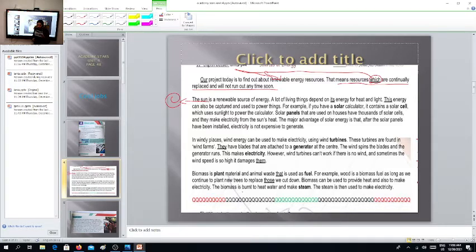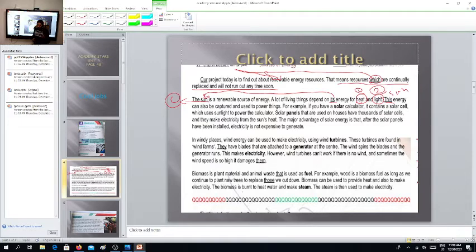A lot of living things depend on its energy for heat and light. It refers to the sun, and living things such as people, animals, and so on depend on the sun for energy. So, sun generates heat and light. What does sun generate? You have to answer heat and light. This energy can also be captured and used to power things. This refers to the sun.